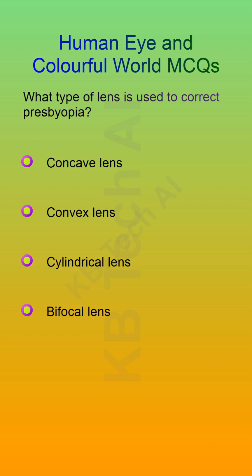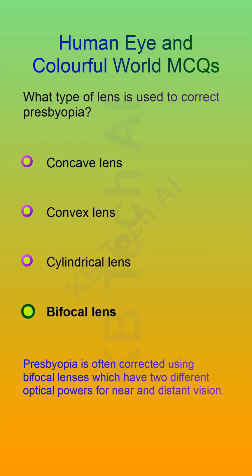What type of lens is used to correct presbyopia? Option 1, concave lens. Option 2, convex lens. Option 3, cylindrical lens. Option 4, bifocal lens. The answer is Option 4, bifocal lens.